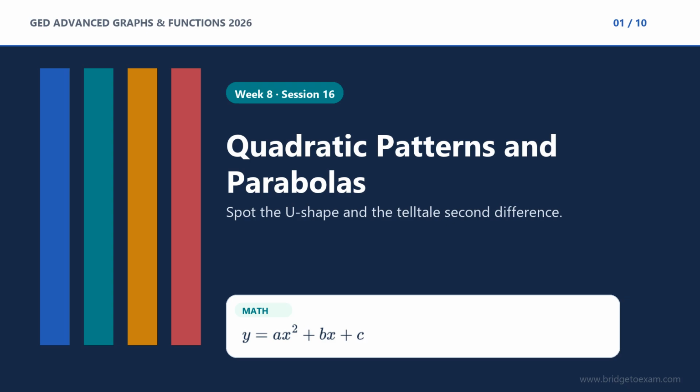Today we meet quadratics, functions with an x-squared term that graph as a smooth U-shaped curve called a parabola. We will learn to recognize them from an equation, from a graph, and from a clever pattern hidden in a table. Let's take it slowly.